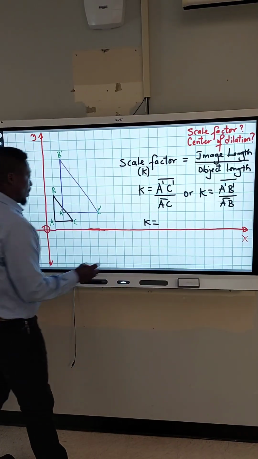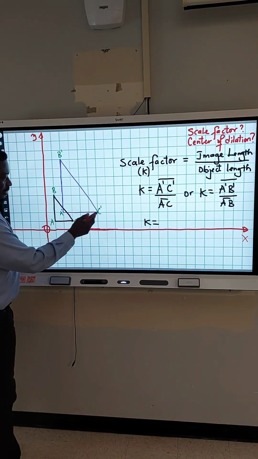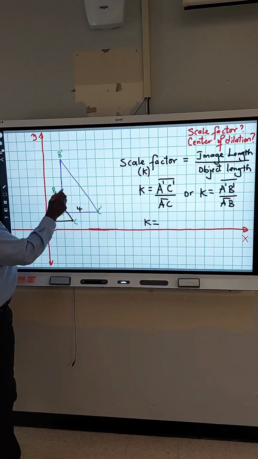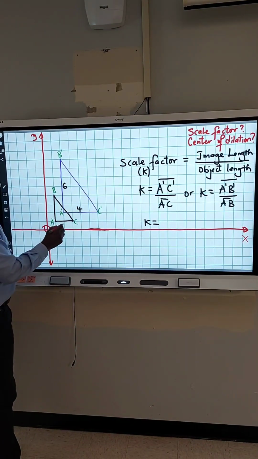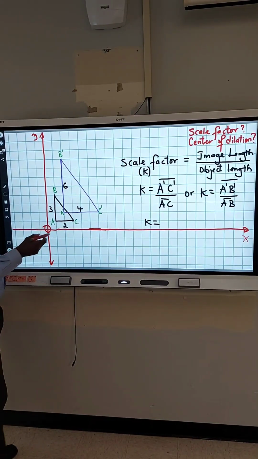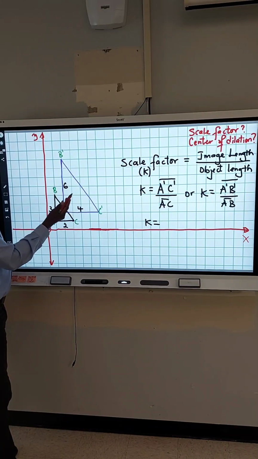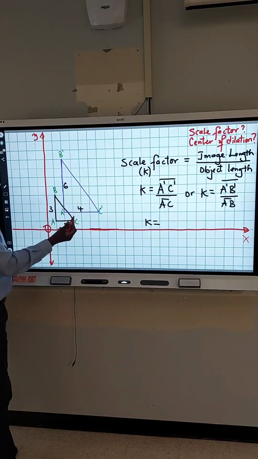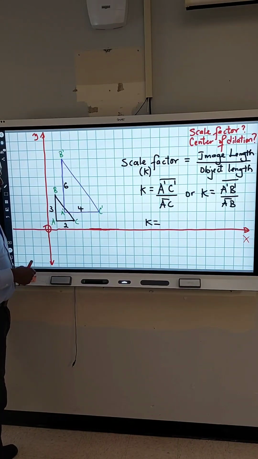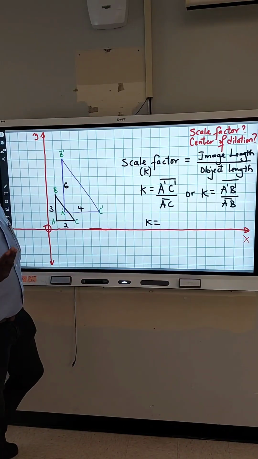Using that, we can count how many squares we have from A prime to C prime. So we have 4, and here we have 6, and then here we have 2 squares and 3 squares. So this is the meaning of corresponding sides. We see that the image triangle A prime, B prime, C prime is similar to this triangle. Therefore, these corresponding sides are proportional. That means they increase by a constant number, which is called the scale factor.